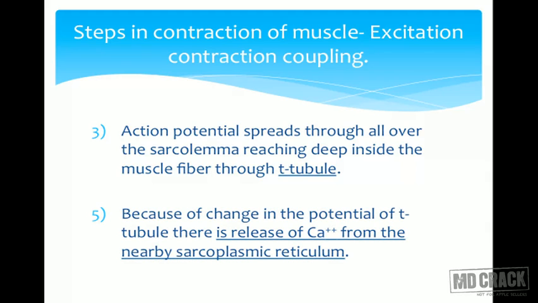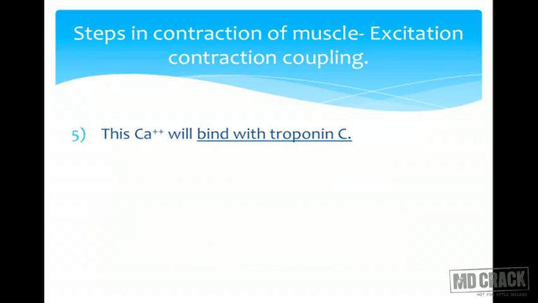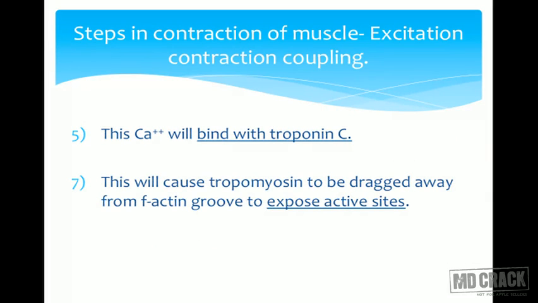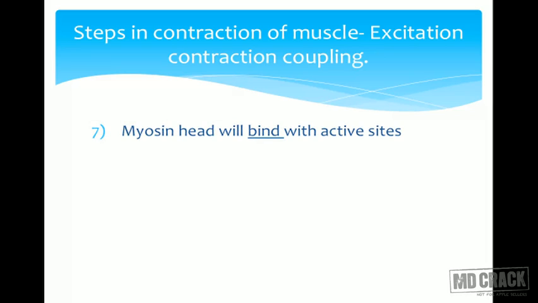There is release of calcium from the sarcoplasmic reticulum, that is from the terminal cisternae. This calcium will bind with the troponin C. Now once this calcium binds with the troponin C, what will happen? Troponin C will drag away the tropomyosin from the groove of the actin filament. So because of that, what will happen now? The active sites will be exposed.